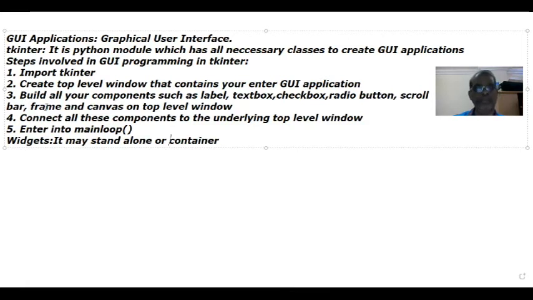Above the top level window, already we are having one frame. Above the frame, we can put a label and a text box. That is why frame as well as canvas are called containers. This label, text box, checkbox, radio button, scroll bar are called standalone components. Frame and canvas come under container. In coming lessons, we will study the difference between standalone and container, and how to place them in the GUI application. We will see in detail in coming lessons, no problem.